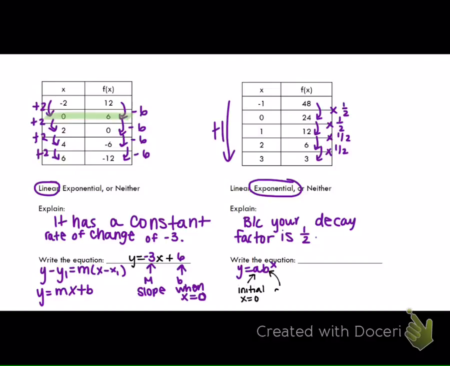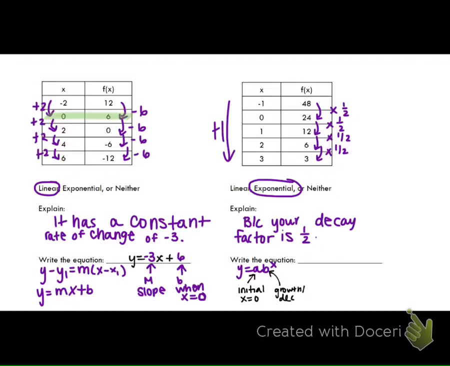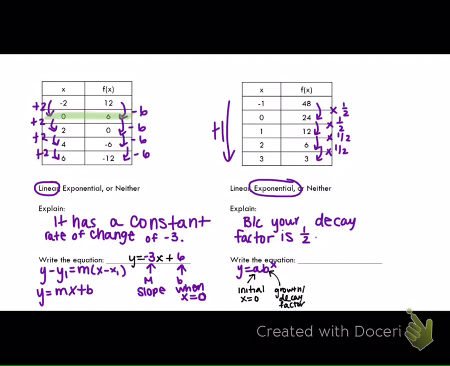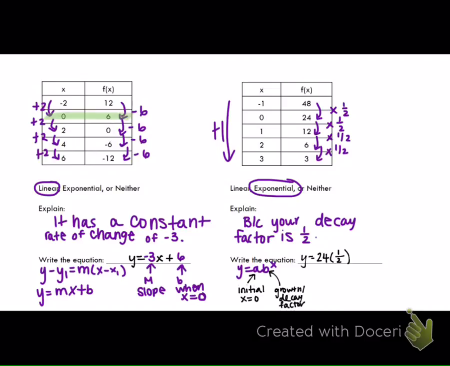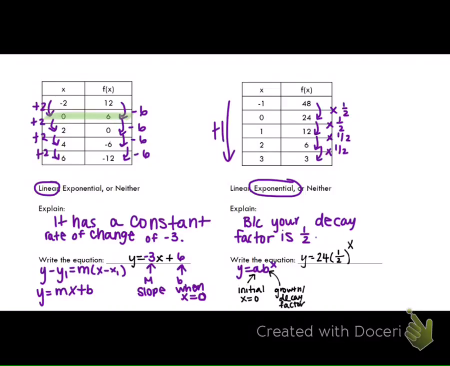And the b value is your growth or decay factor. So, Nylan, what would your equation be? Y equals 48. Be careful when x is 0. Oh, x is 0, so 24 times 1/2 raised to the x. So are there questions on that one?